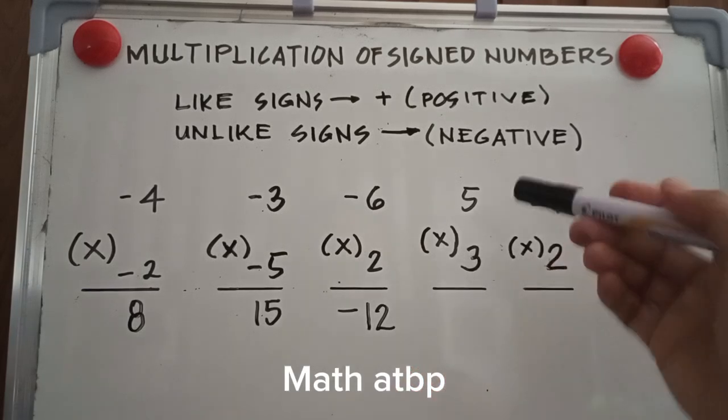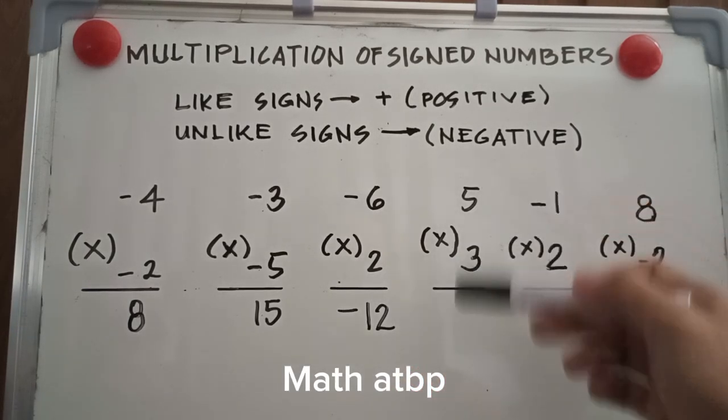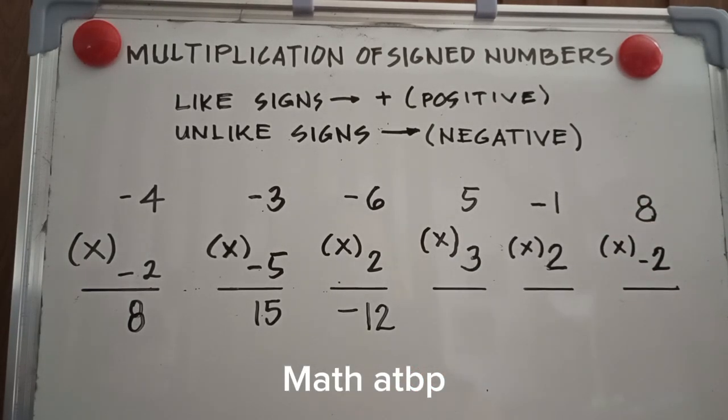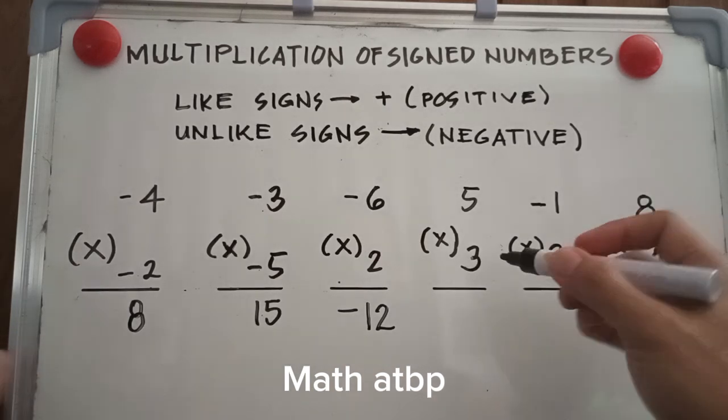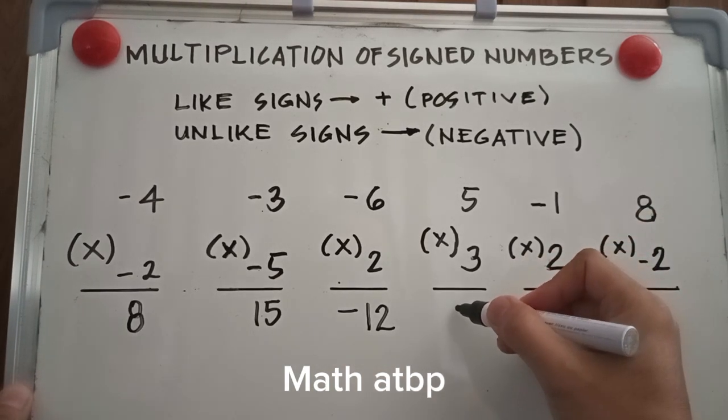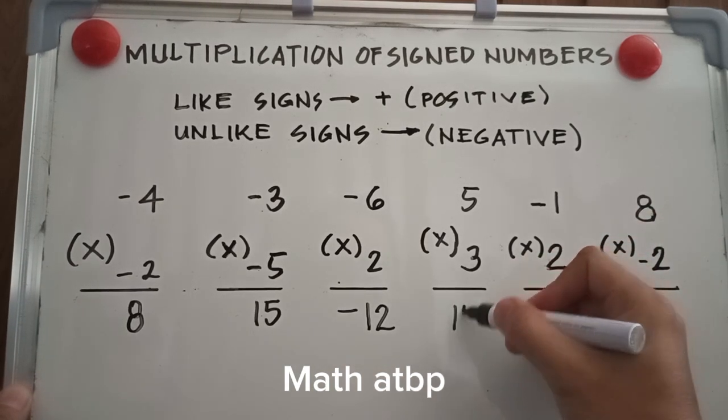Okay? 5 times 3. They are both positive. So the answer will be positive. Okay, 5 times 3 is 15.